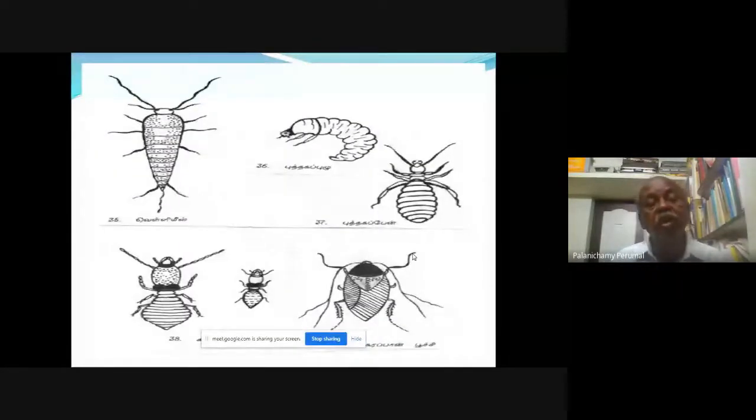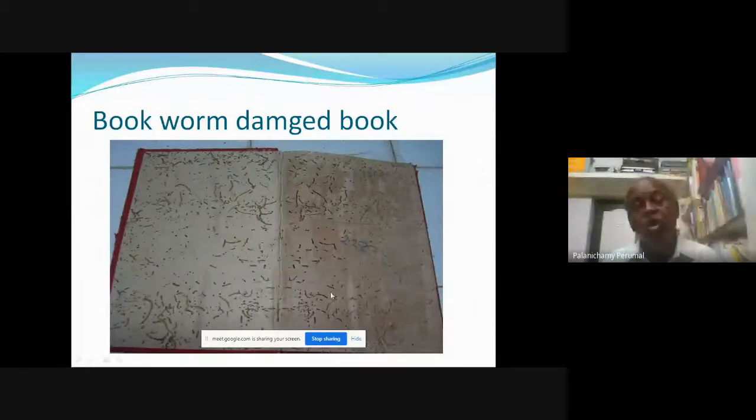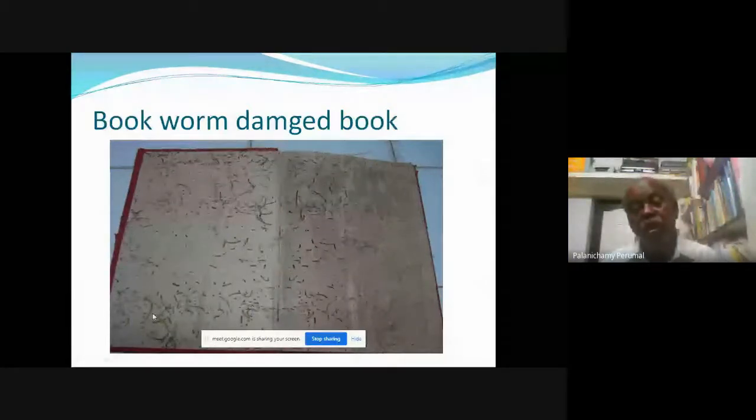These are the five materials. That is silverfish, and this is a book lice, and the cockroach, and this is a termite. You can see some of the books we are having this type of thing. This is the bookworm damage. It will penetrate from one end to the other end but it won't go out.